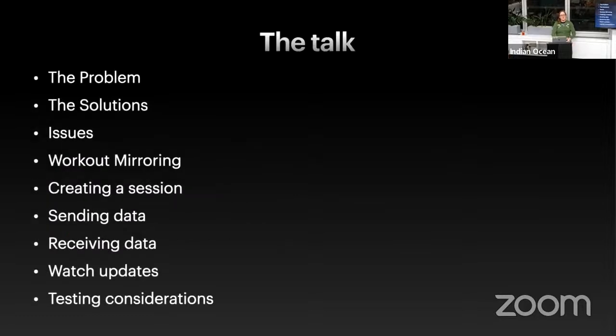So the talk, we're going to cover a little bit about the problem, some of the solutions that have cropped up so far, the issues with those solutions, a look at workout mirroring, and more specifically, all of the technical side of it, being how do we create a session, how do we send data, receive data, what happens if an update comes on the watch versus the phone, and some testing considerations as well. Questions, please hold until the end. I'm sure if anything comes through on Slack, Zach will put them forward so all of the online people can ask questions as well.